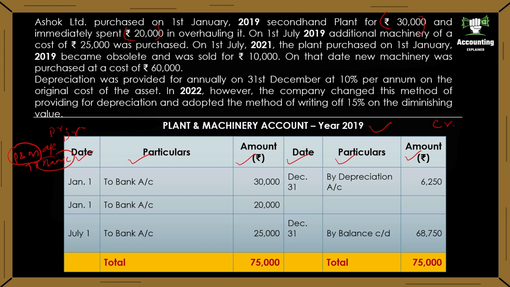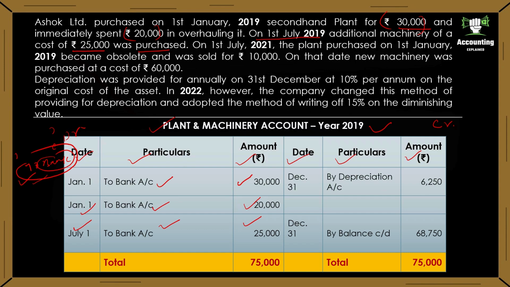First, this has to be posted in the ledger. So we are opening plant and machinery account. In the journal, bank account is credited. So in the ledger of plant and machinery account, it will be debited. To bank account on 1st January, we are taking 30,000 rupees. Again, same entry will be passed for 20,000 rupees. So again, on January 1, to bank account, 20,000. On 1st July 2019, additional machinery cost rupees 25,000 was purchased. So on 1st July, you are going to write again to bank account 25,000 rupees. First year all purchase is over. So we are going to do the depreciation part. What is depreciation?